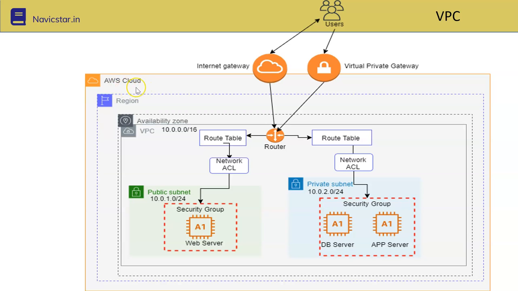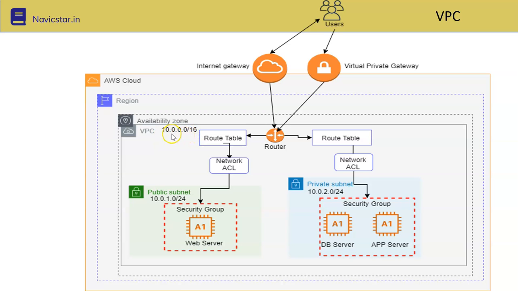You log into the AWS Cloud using a user ID and password, and then you choose a region: Mumbai region, APAC region, North Virginia region, US region, things like that. You select your region, and in that region you create your VPC inside an availability zone, because a VPC always lies in the availability zone. A VPC is a virtual private cloud that you create, and you assign a CIDR IP.